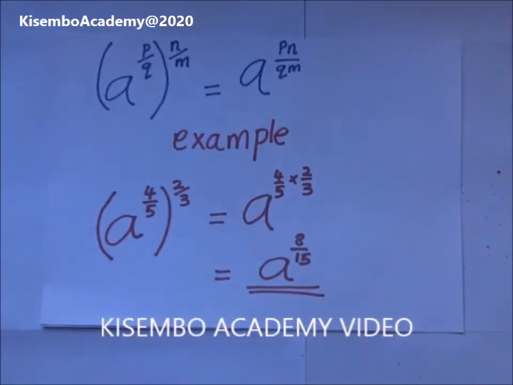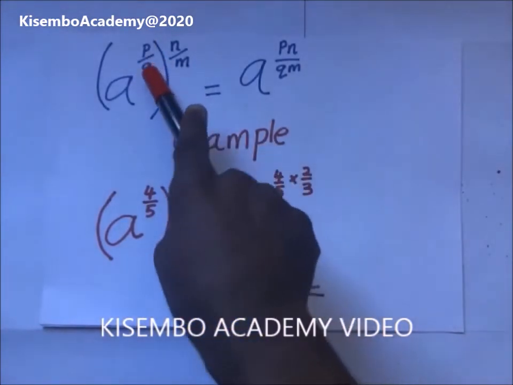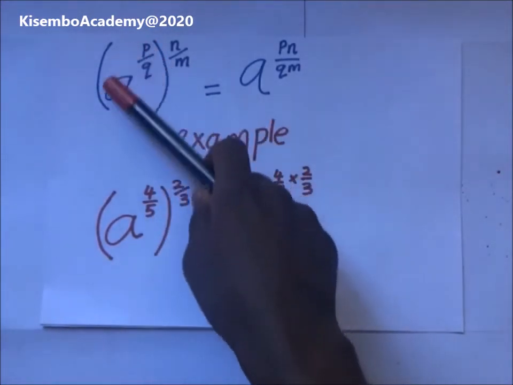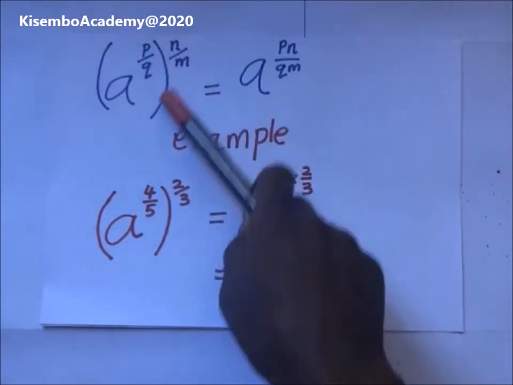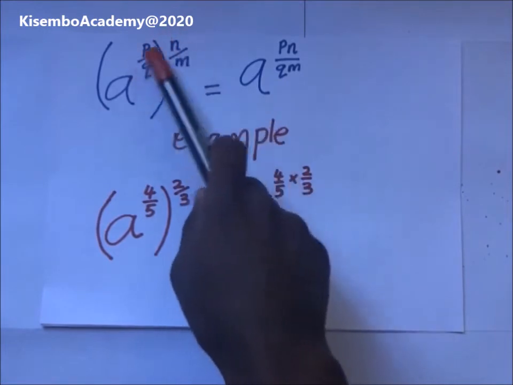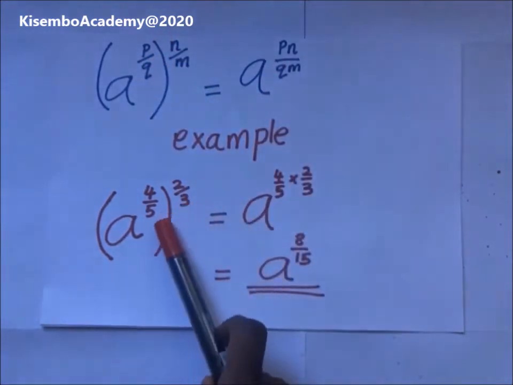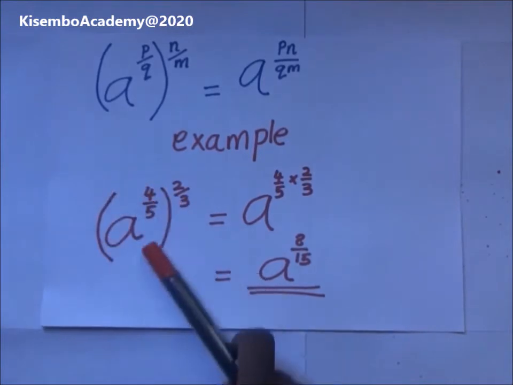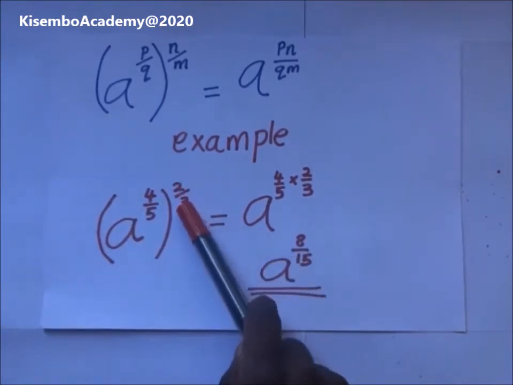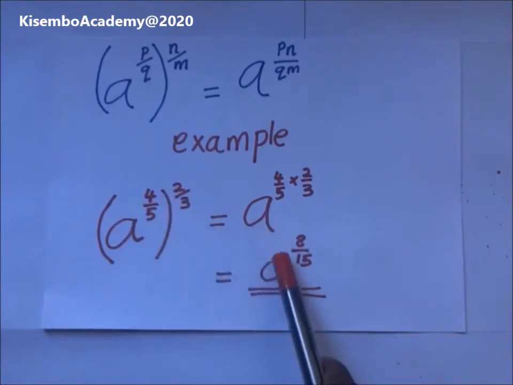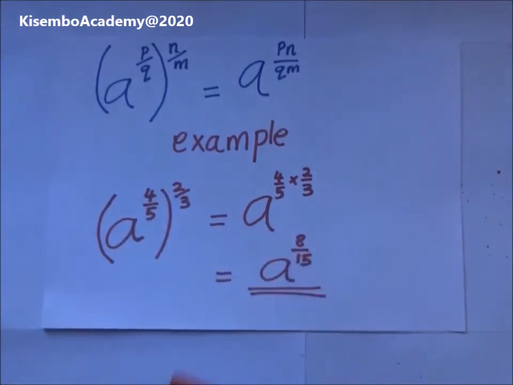Again, when we have a to the power p over q, this is the fractional index, and all this is still to the power n over m, it's the same as saying this times that. So in our example, it is a to the power 4 over 5, and the whole thing is still to the power 2 over 3. So it is this fraction multiplied by that fraction. It is the same as saying a to the power 8 over 15.